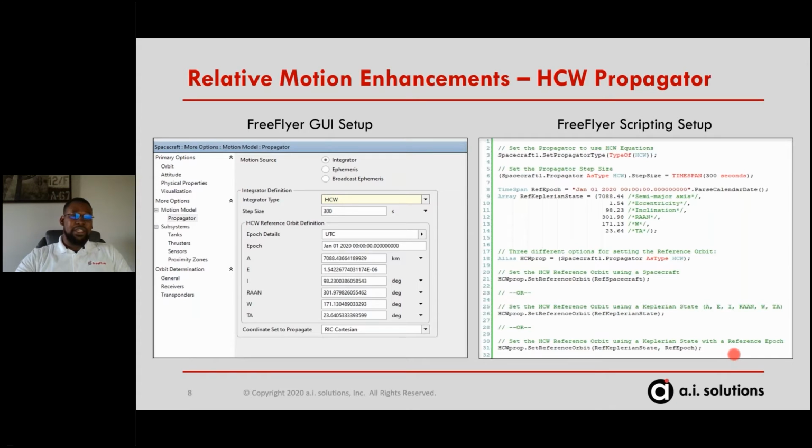And then in addition, you can also reference your Keplerian state at a specific epoch. So to set some reference state to a position you knew a day ago, and then you want to propagate to the current day, you could set your reference epoch to that previous day and that previous orbit that was known, and then propagate within FreeFlyer using the HCW equations to find your current relative state.